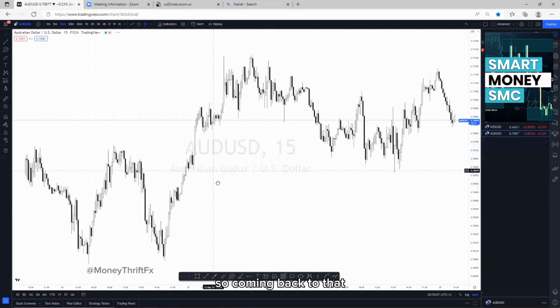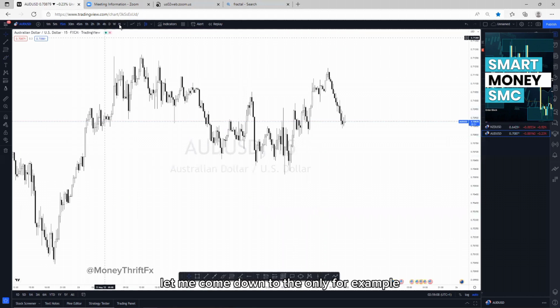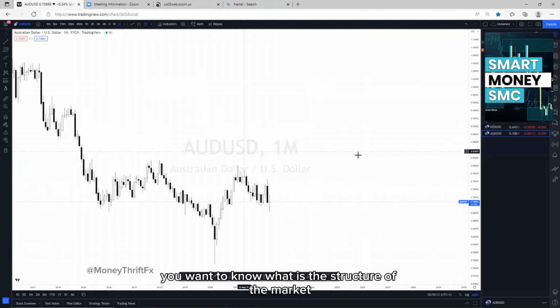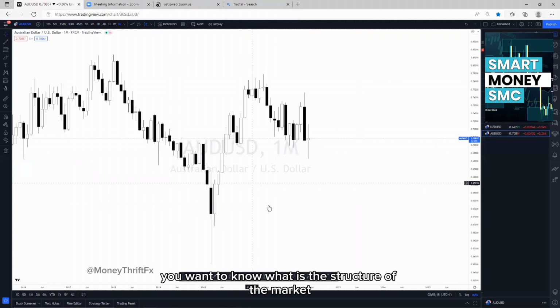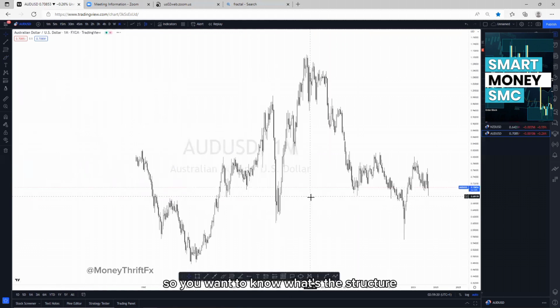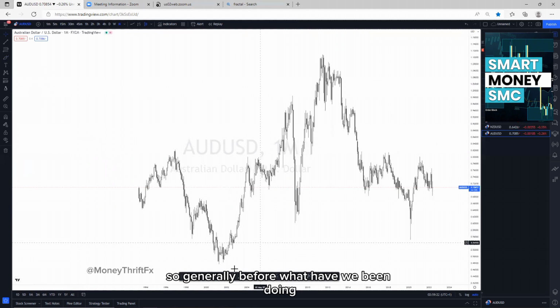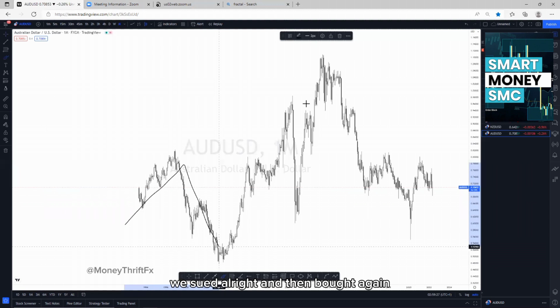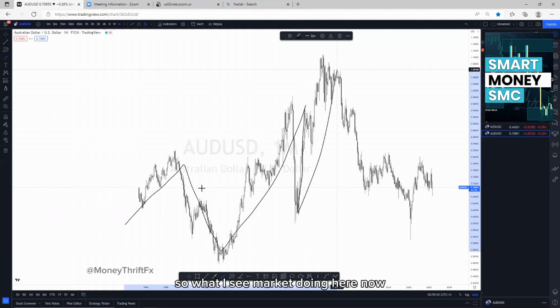All right, so coming back, let me come down to the monthly. For example, now you want to do a top-down analysis. You want to know what the structure of the market is, and after structure, you have ranges in the forex market. So generally, what have we been doing? The market at some point we bought, we sold, and then bought again, sold, bought. So what can you see the market doing here now?